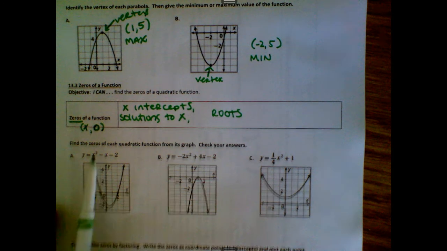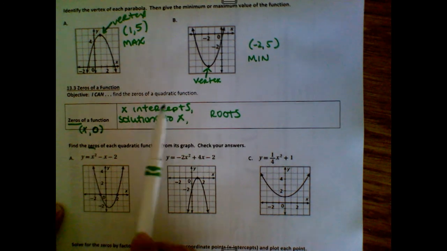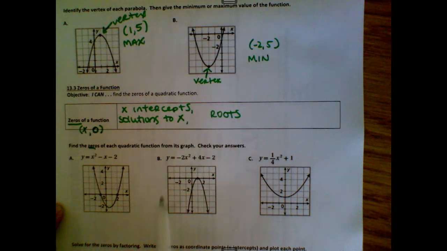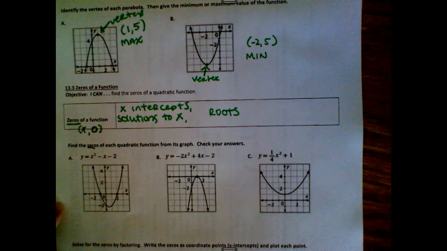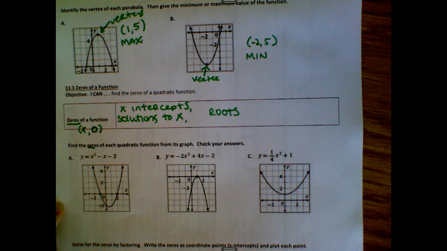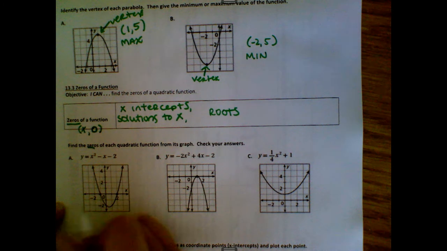So now find the zeros, aka x-intercept solutions, roots of each of these graphs. So give it a second and you're going to go label them. You can label them as an x-intercept or you can label them as x equals, whatever you want. All right, let's check your answers.